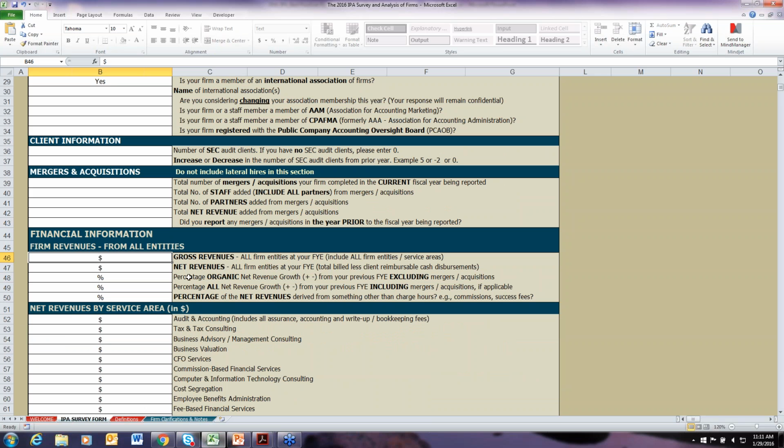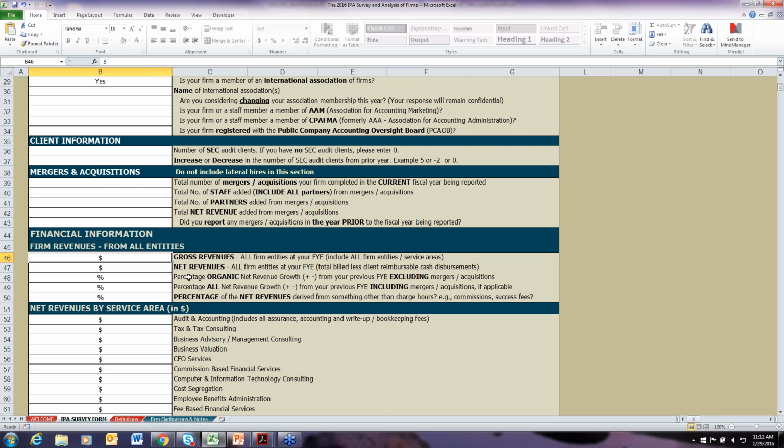In row 46, we ask for gross revenues of the firm. Some firms tell us they don't track this information, but we believe all firms should. Total gross revenue for the firm is from all entities at the firm's fiscal year end, net of client reimbursables. Any subsidiary revenue should be reported here as well. If the CPA firm owns less than 100% of the subsidiary, include the percentage of revenue equal to the percentage of ownership of the subsidiary.